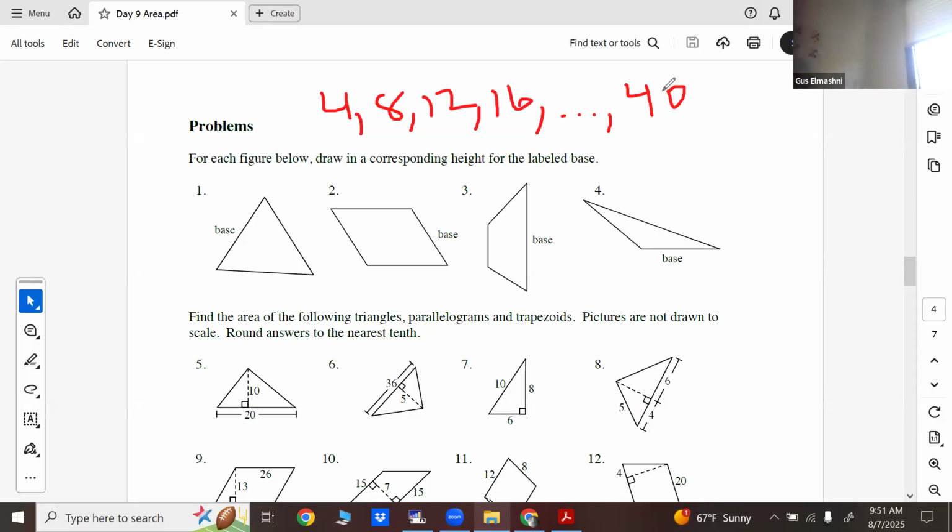By the way, for number 4, I should have told you this. You can extend this. I'll tell you now.